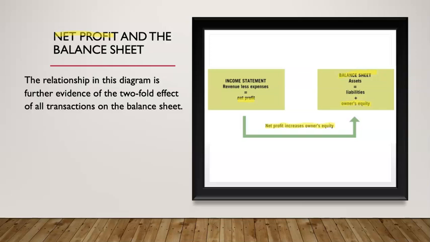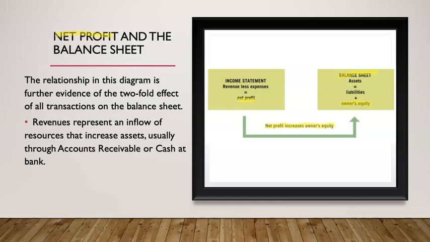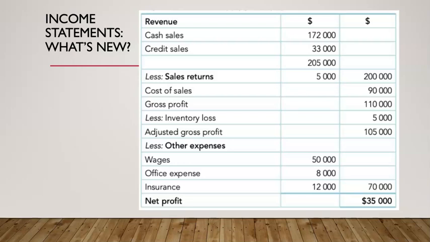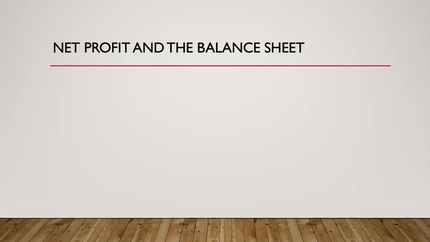So this is further evidenced by if we think about the twofold effect where our accounting equation must always balance. Revenue represents an inflow of resources that increase assets, usually accounts receivable or cash, hence they must also increase our owner's equity. Expenses reduce our assets often and hence reduce our owner's equity. So if we understand this, we can then be an expert at reporting an income statement and getting our net profit. And then hopefully we'll become an expert at putting that into our balance sheet as well.